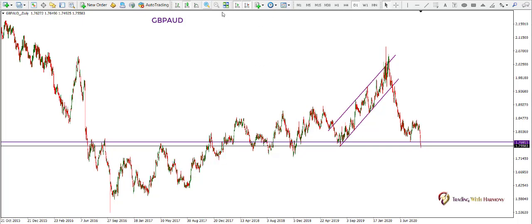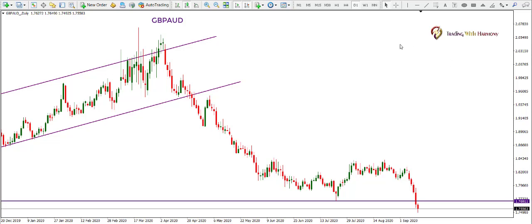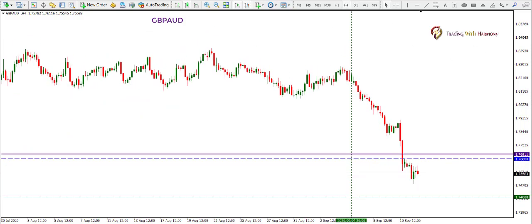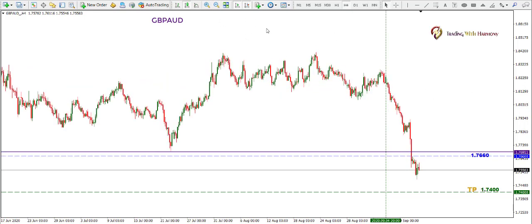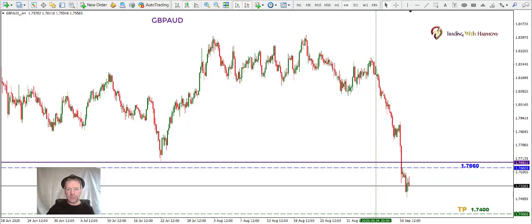So let's go into the 4 hours and have a look at our setups. What I'm looking for then is, if we can get price to come back up into this level, being the 1.7660, for a better risk reward, then I'm looking for price to continue down south and hit our TP level, being the 1.7400, for this week and beyond in the pound Aussie.